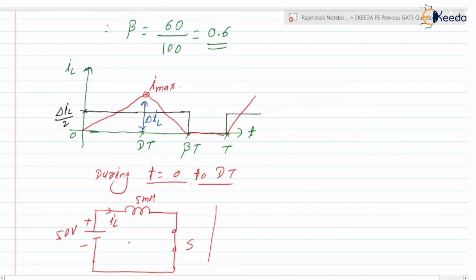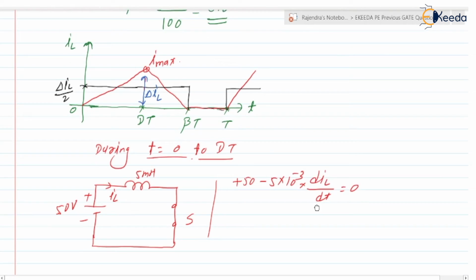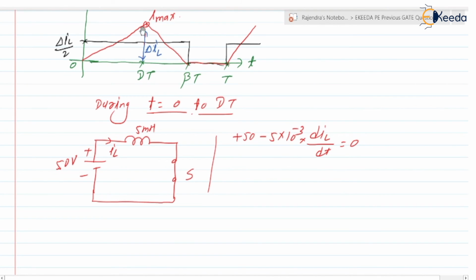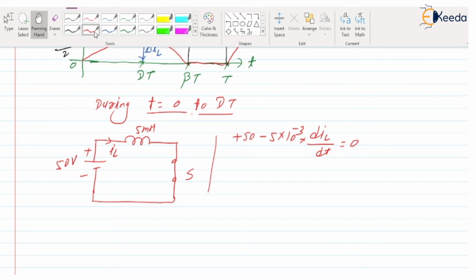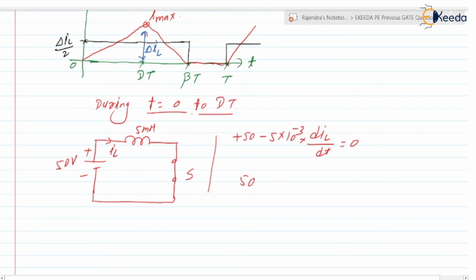Now can we apply KVL to this loop? Yes, it is plus 50 minus 5 into 10 to the power minus 3 into dIL by dt is equal to 0. Now from this we can write, what is the change in the inductor current during t on? It is Imax minus 0, that is Imax, that is nothing but the delta IL. So we can write 50 is equal to 5 into 10 to the power minus 3 into delta IL divided by dT, that is t on.